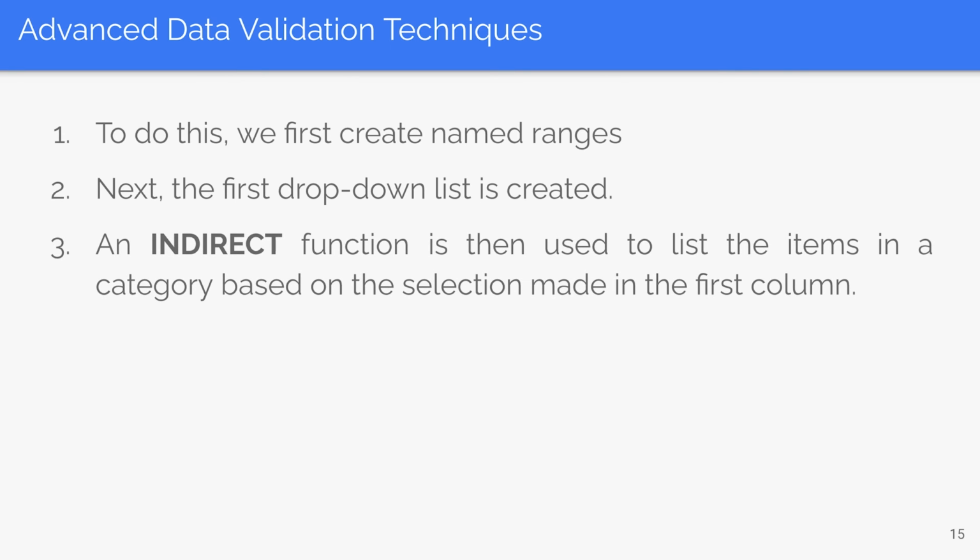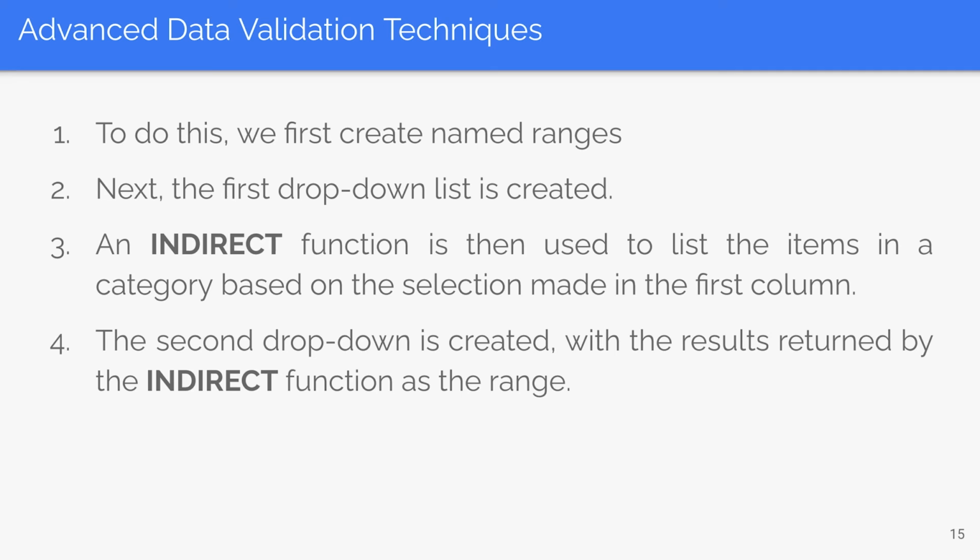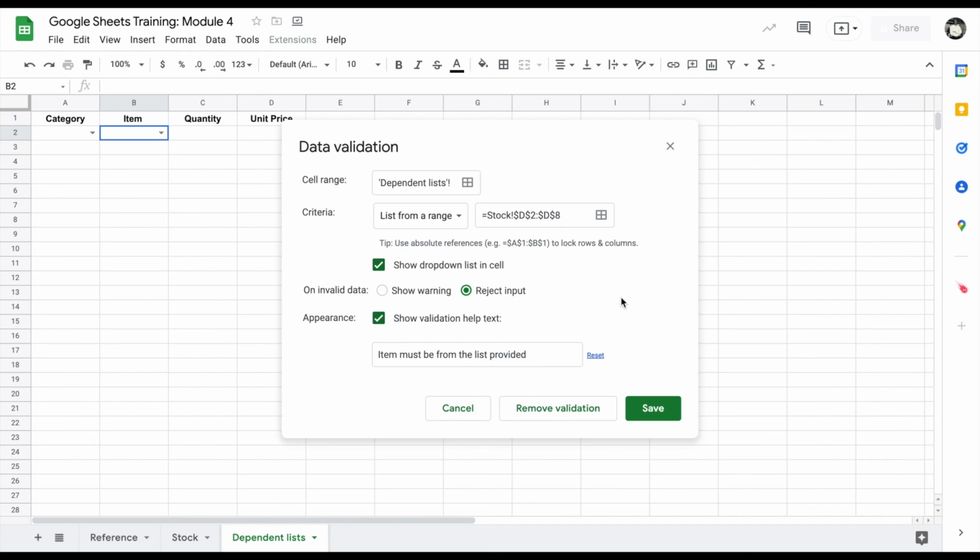Now, we'll use an indirect function to list the options in each item category, using the selection from the first drop-down list as the reference. In the final step, we'll create the second drop-down list from a range and select the range of cells the results returned from the indirect function will occupy as the source of our list items.